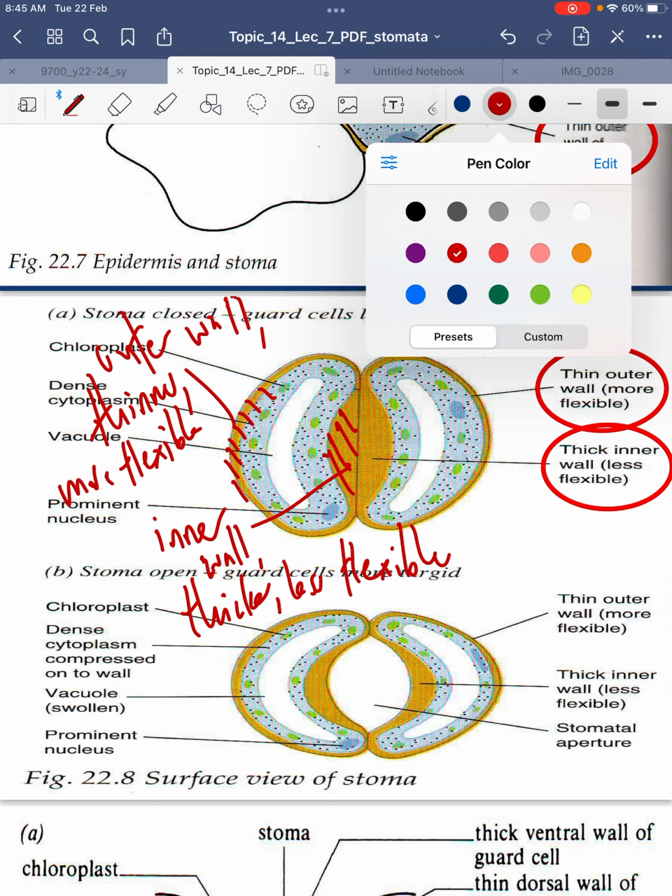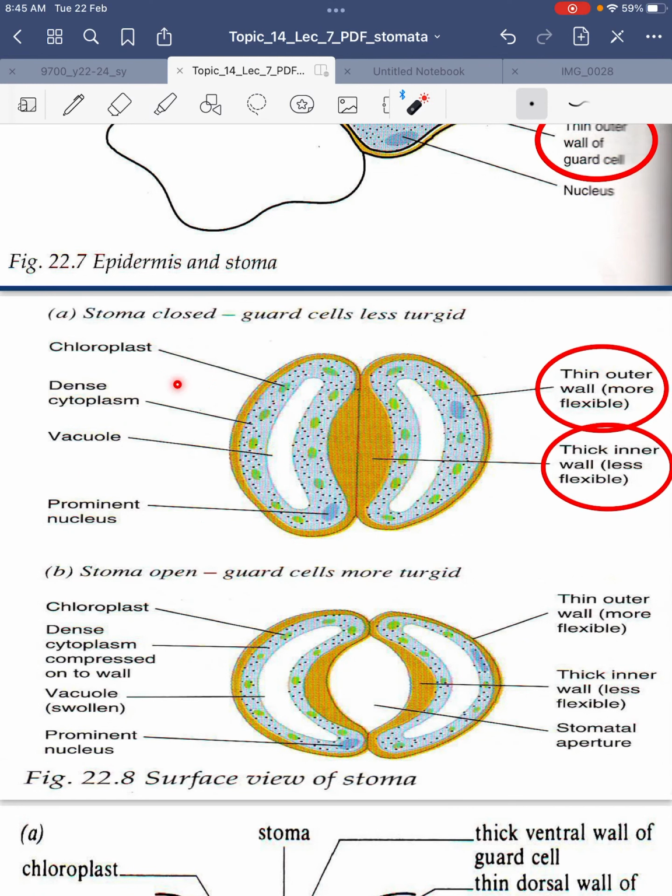So when H2O enters here, only this area will expand more, and this area here will expand less. So eventually you can see that the shape will be like this if water enters. So you have to learn the structure of the stomata as well. The thicker inner wall, and then the thinner outer wall. This is less flexible, and this is more flexible, as stated here.